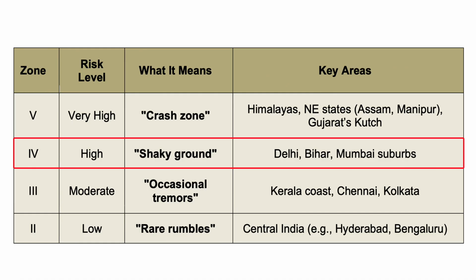The next zone is 4th, that is considered a high risk level. It means shaking ground, and the key areas are Delhi, Bihar, Mumbai suburbs. The 3rd zone is of moderate risk level. It means occasional tremors. Key areas are Kerala coast, Chennai and Kolkata. And the second one is of low risk level. It means rare rumbles. Examples of key areas are Hyderabad and Bengaluru. It is situated in central India.